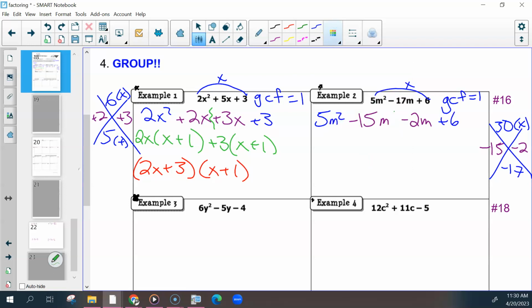Okay, so split those down the middle. What do those first 2 have in common? 5. 5 and m. And if we divide that out of the first two, what's left? What would 5m squared divided by 5m give us? Say that again. m minus 3.